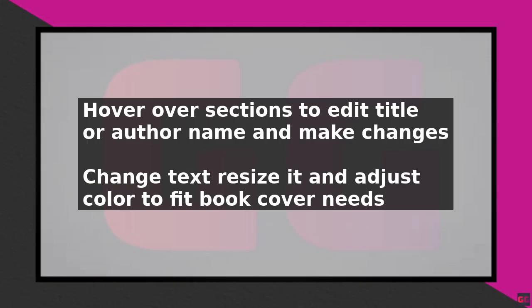Alternatively, you can add a frame to your image by clicking on the Elements tab, selecting a frame, and dragging it onto the template. Once you've customized your book cover, you can add other elements, such as graphics or icons, by clicking on the Elements tab and browsing through the available options. You can drag and drop these elements onto your template and adjust their size and position as needed.